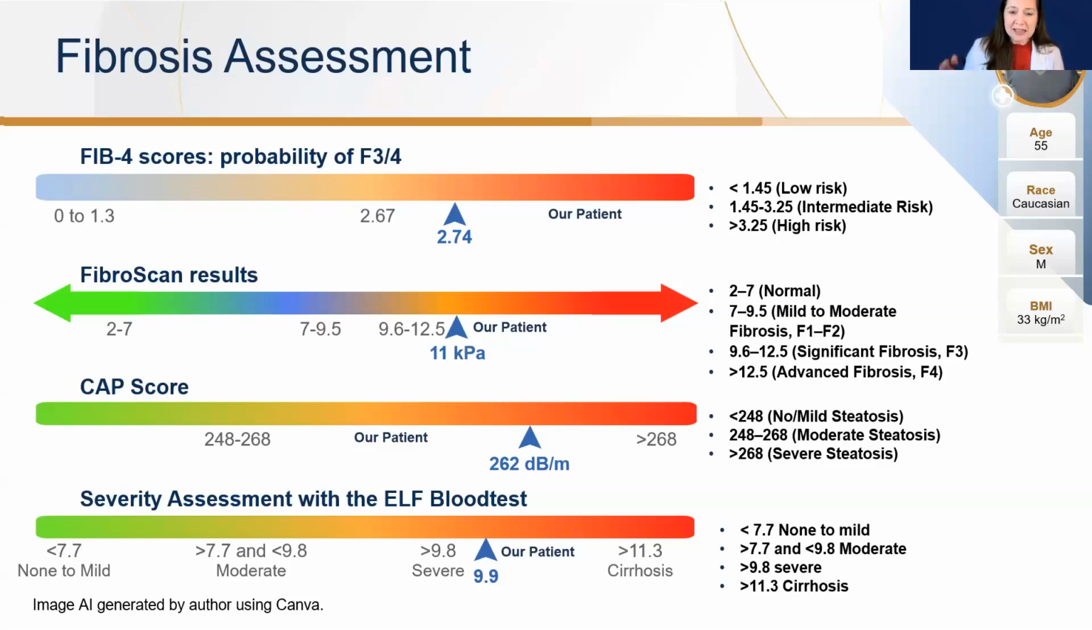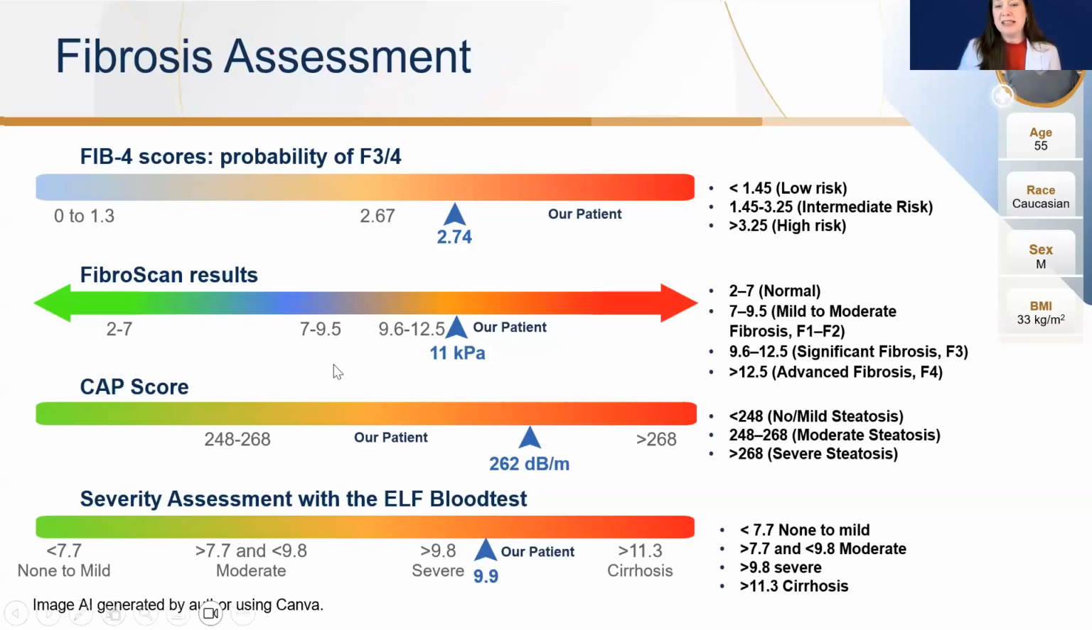So because of that, normally, we would go ahead and order an ELF. Sometimes, depending on the lab that you're using, if you've ordered a FIB-4, it will reflex to an ELF. And because of that, we're also wanting to go ahead and get a FibroScan to make sure that we're not missing some fibrosis that may not be definitively determined on the blood work.